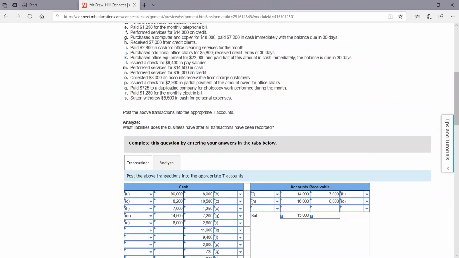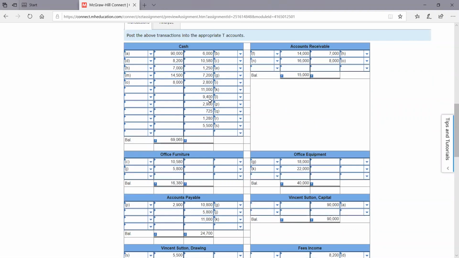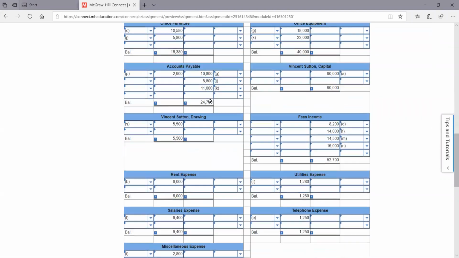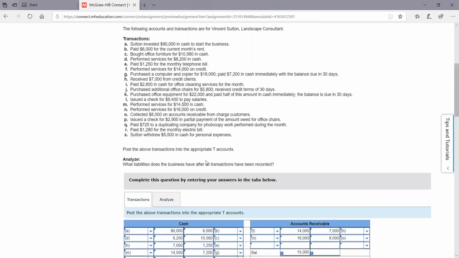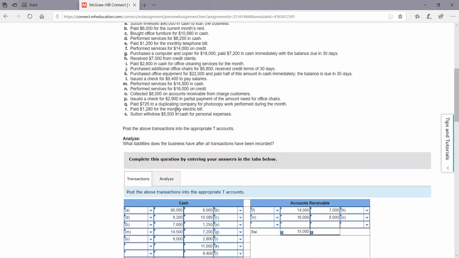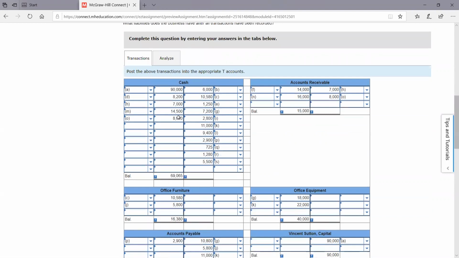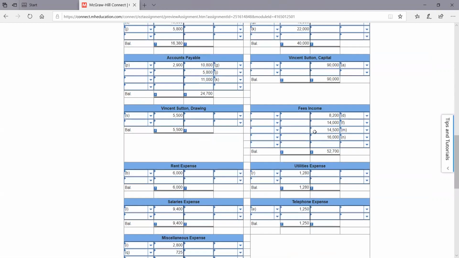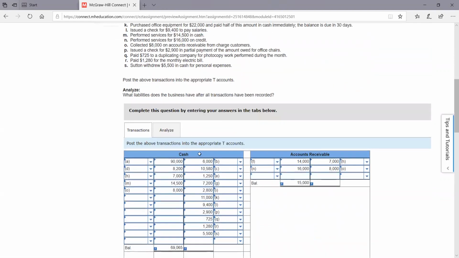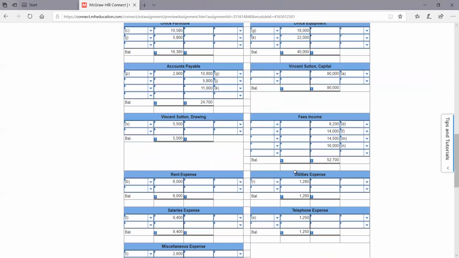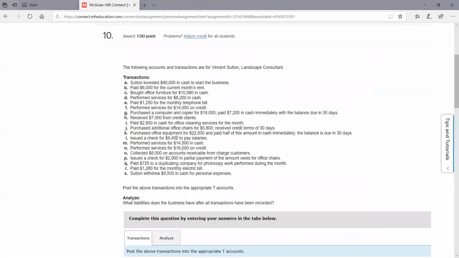Letter L says issue check to pay salaries, $9,400. So you see a $9,400 credit to cash and a $9,400 debit to salaries expense. That was L. Letter M is perform services for cash, $14,500. So debit to cash, $14,500, credit to fees income, $14,500. You've got perform services on letter N. On credit, it's the same thing, except it's going to be debit accounts receivable, and then credit fees income.